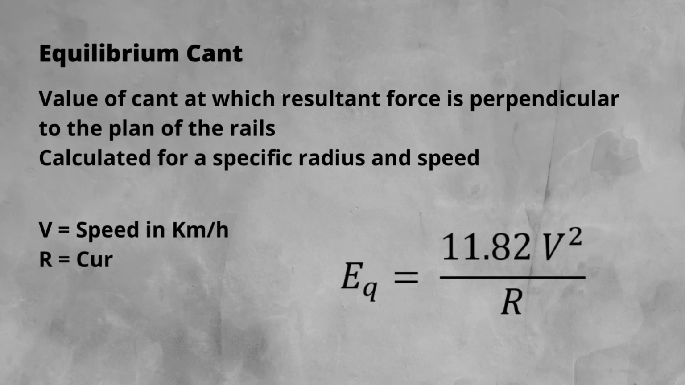The equilibrium cant for a curve is calculated using the equation EQ equals 11.82 v squared over r, where the equilibrium cant is EQ, the curve radius in meters is r, and the speed is v in kilometers per hour. Please note this equation is for UK track gauge of 1432 mm.